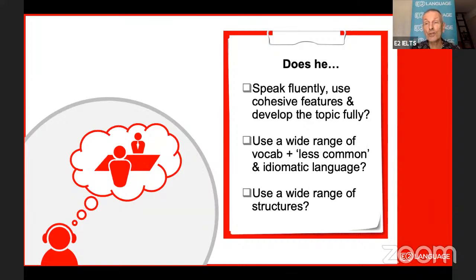And we'll see some of these a little bit later. Does he develop the topic fully? We want a wide range of vocabulary and some less common words and some idiomatic language, some phrasal verbs and simple words like, what was it we came up with? Social animal, like our candidate earlier on used, some idiomatic language, and a wide range of structures. So different sentence types, basically. All right. Shall we have a listen?